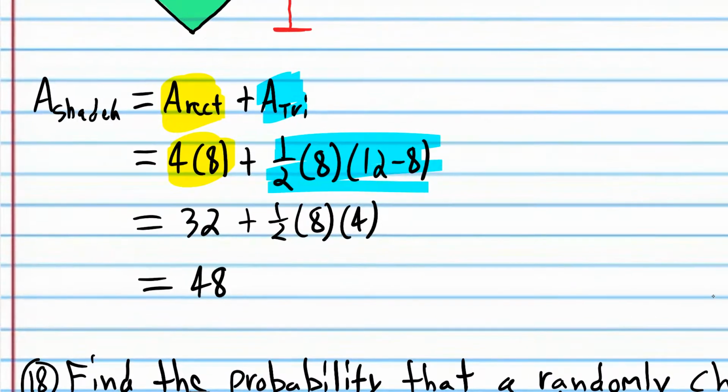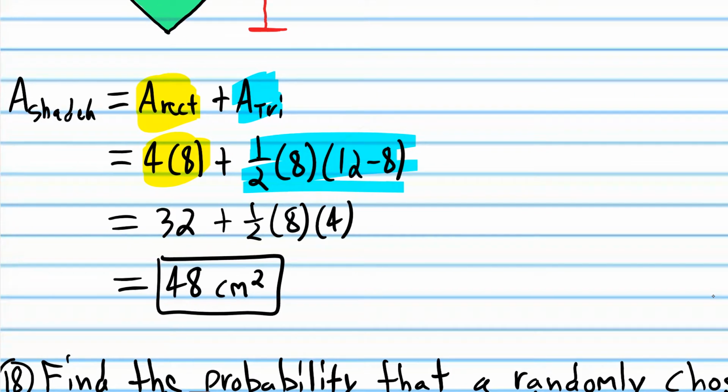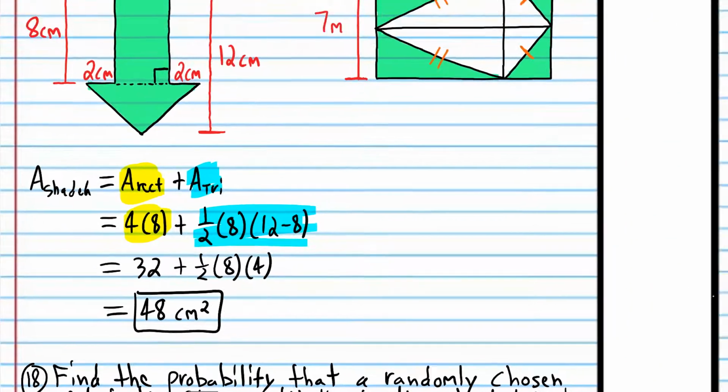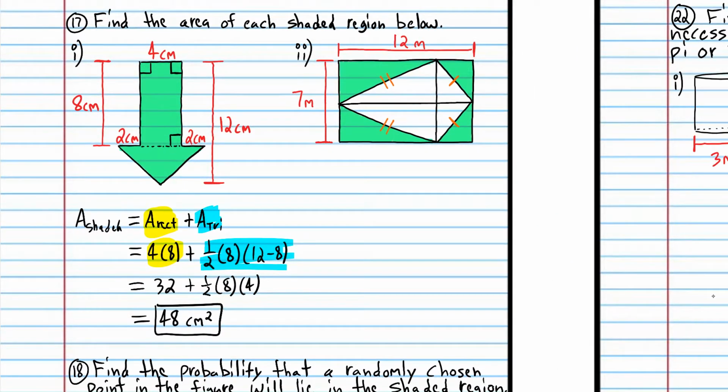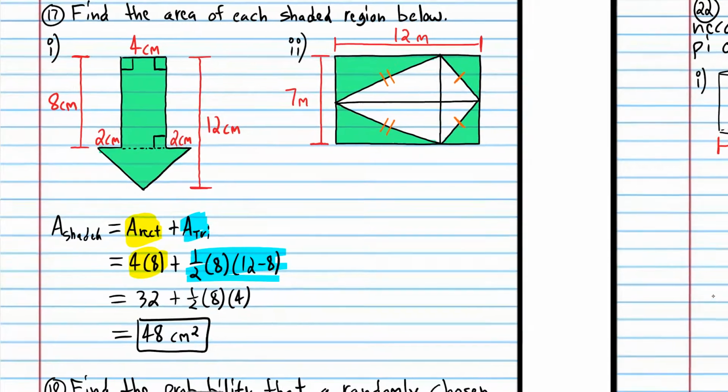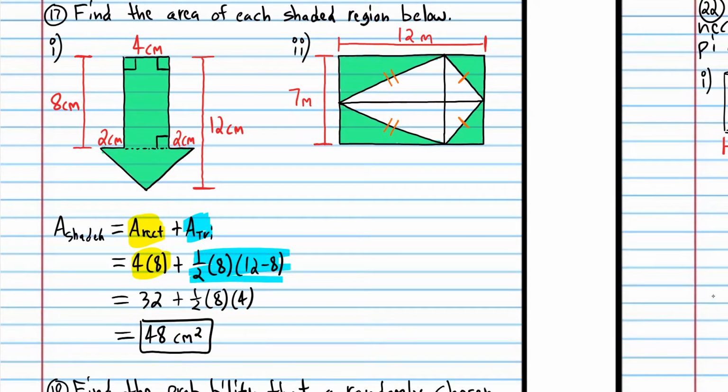And remember to write your units. We're talking about area here, so this is going to be not centimeters, but square centimeters. So if you got that one right, good job. Go ahead and try part 2 if you haven't already attempted that problem. When you come back, we'll do it together.